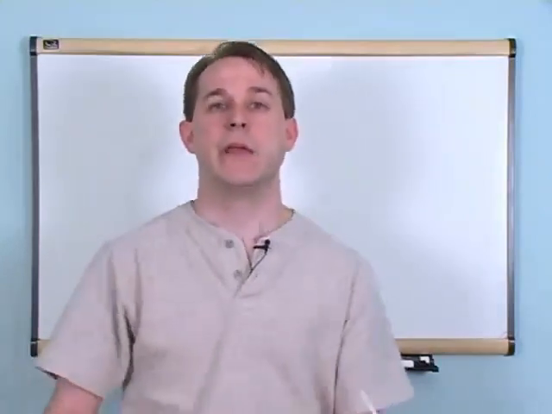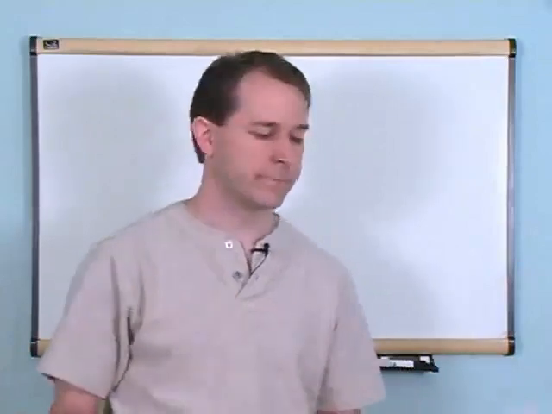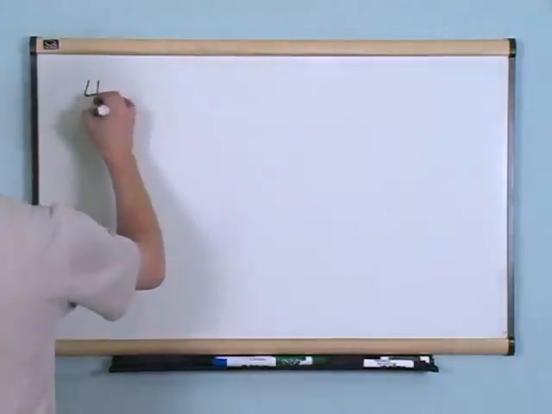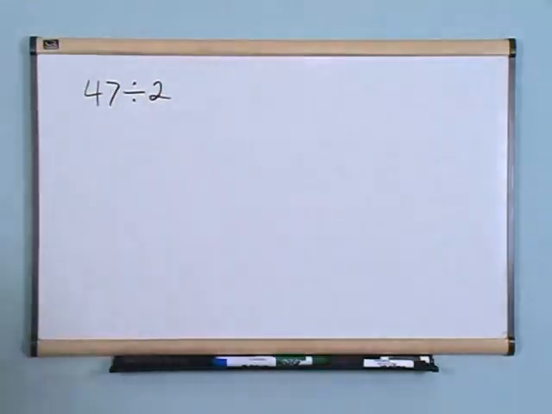You're taking a number and you're trying to divide a number into it and see how many times you can do that. Okay? So let's go ahead and get started by working some problems, and we're going to build up in complexity here. What if you have 47 divided by 2? Okay, 47 divided by 2.